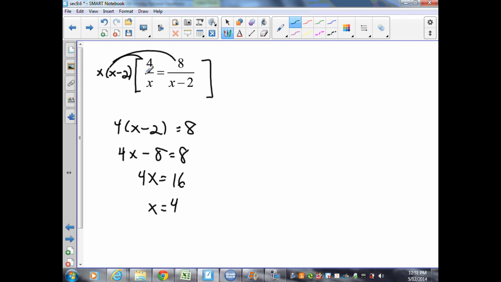And when I substitute 4 back into the original, 4 divided by 4, I get 1, equals 8 over 4 minus 2 is 2, 8 divided by 2 is 4. This is a false statement, therefore there are no solutions.